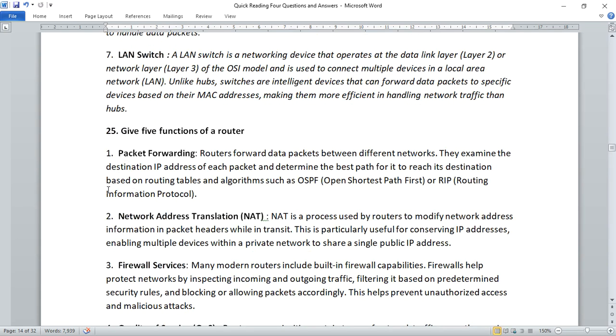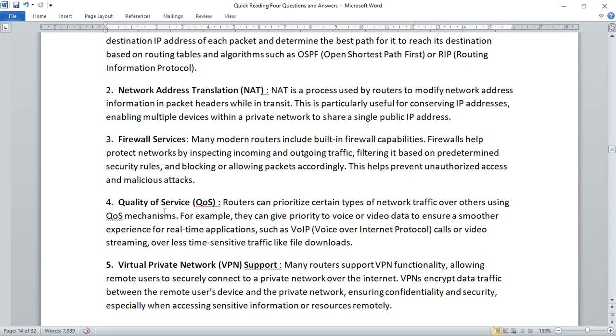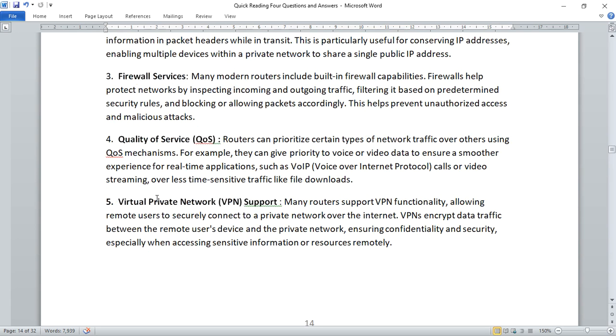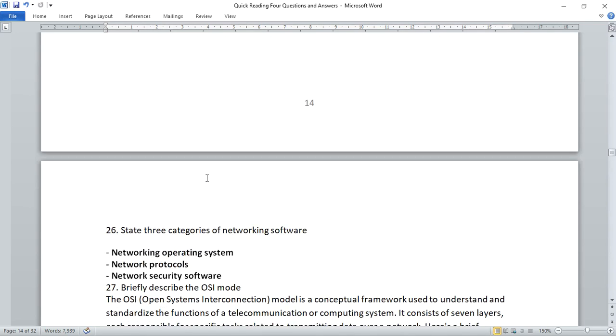Give 5 functions of a router. So a router is responsible for packet forwarding, network address translation, we call it NAT, firewall services, and also quality of service. When we talk about quality of service, we are trying to deal with the network traffic. How good is the network traffic? Then you have virtual private network, or VPN. These are private networks. Private networks are made possible by configuring a router.